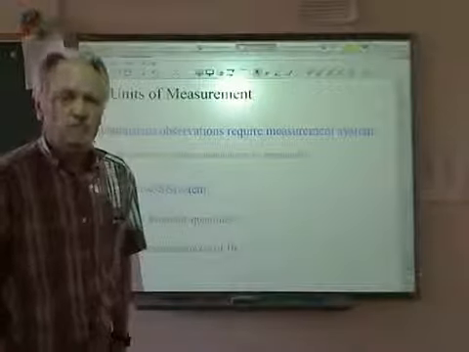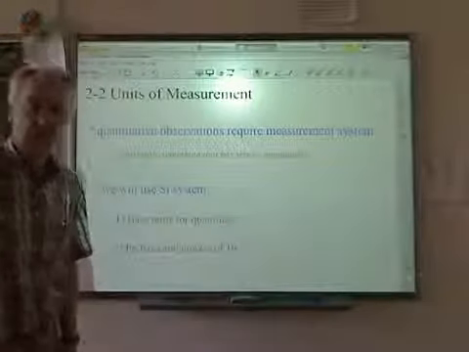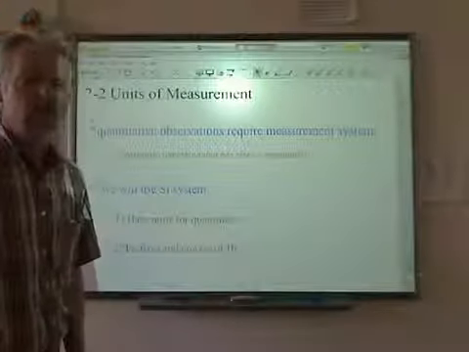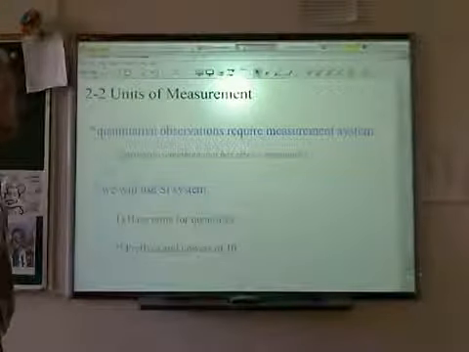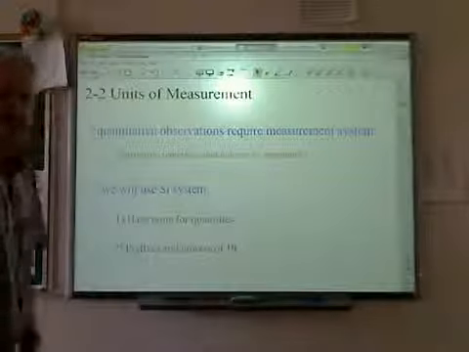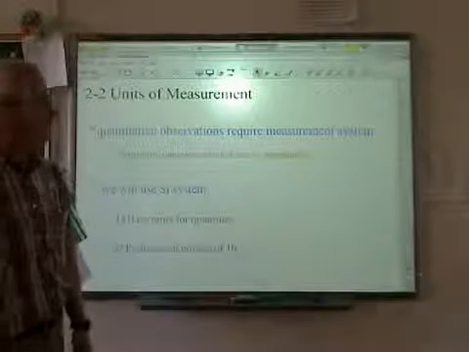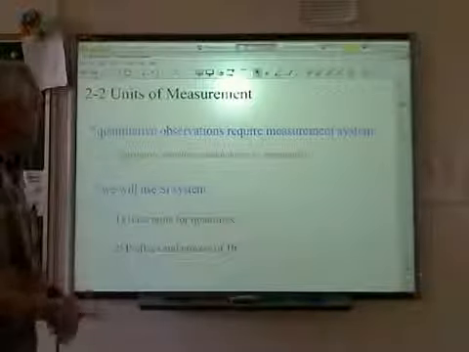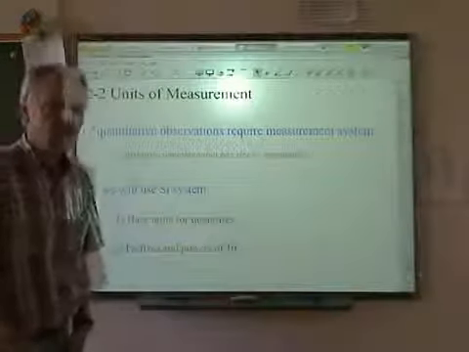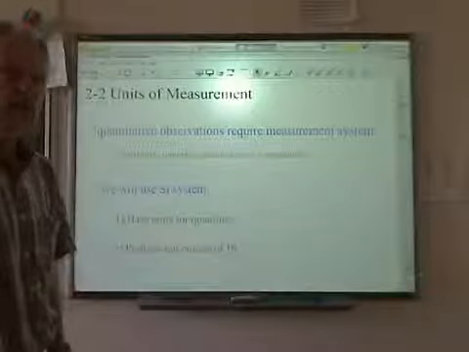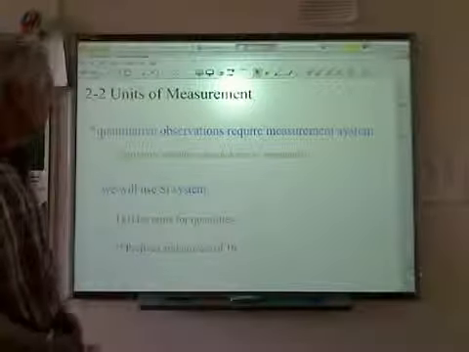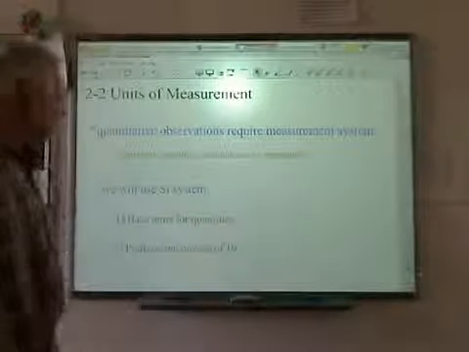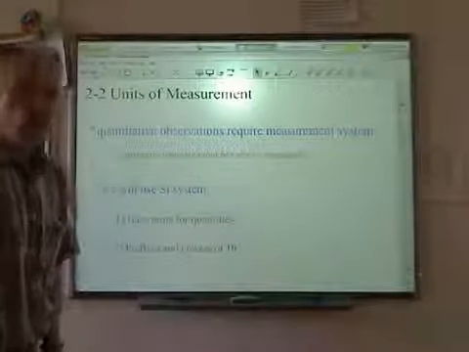You've probably been introduced before to the metric system. We're going to use the metric system and the SI, Scientific International System of Measurement. We're going to make quantitative observations about lots of properties, and obviously that quantitative observation requires that we have something that has size or magnitude that we can measure using some measurement tool. There are base units for this scientific international system for these various quantities.